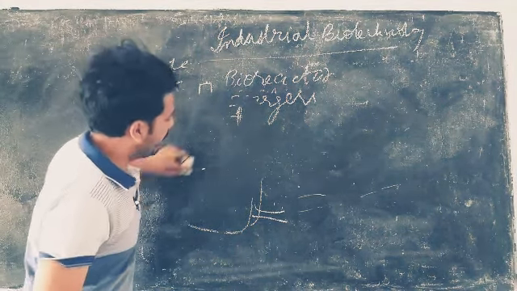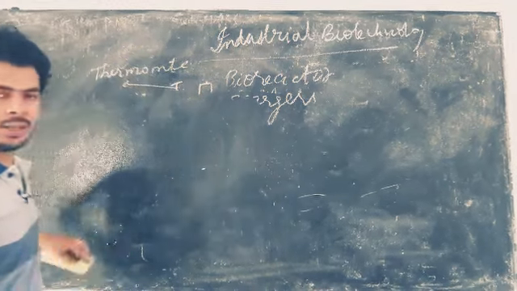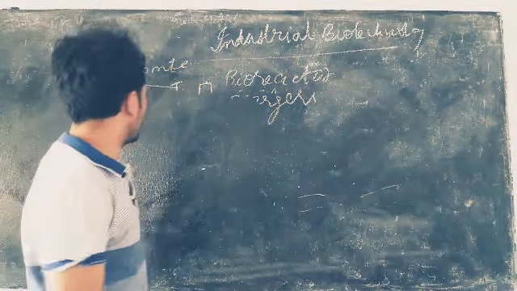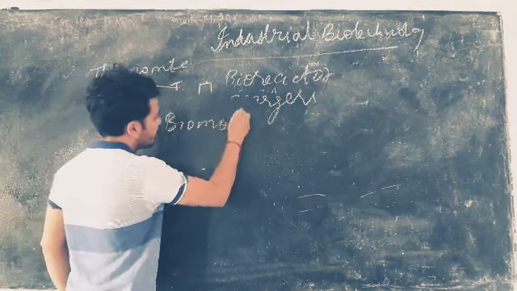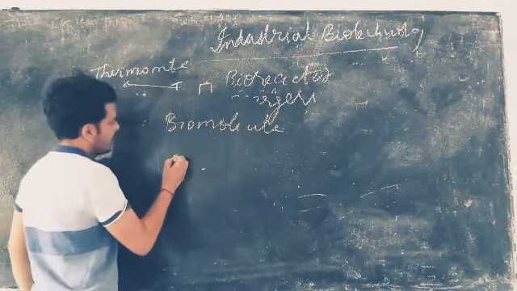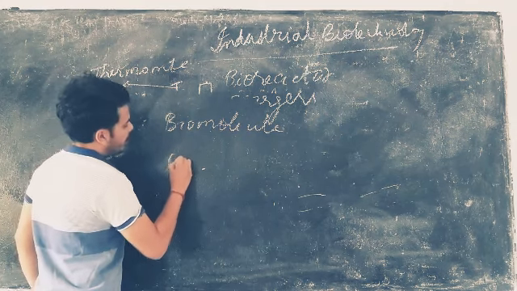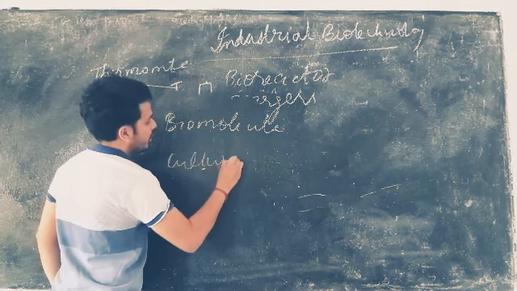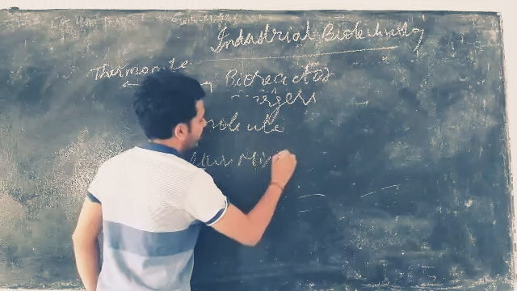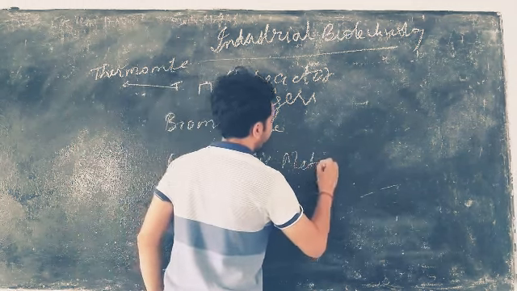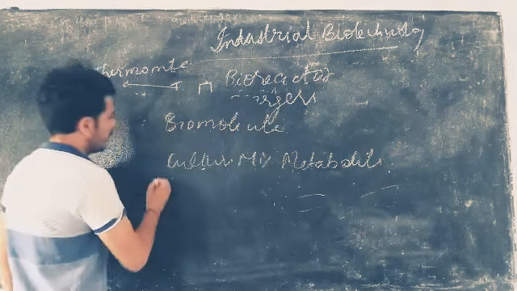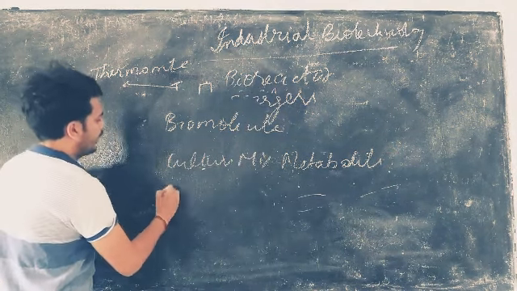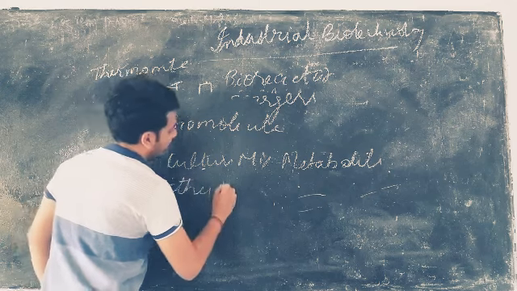the biochemical process, we definitely get a specific product, which could be a biomolecule, a culture mix, metabolites, and other wastes.